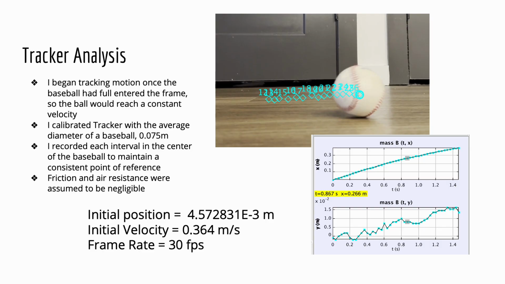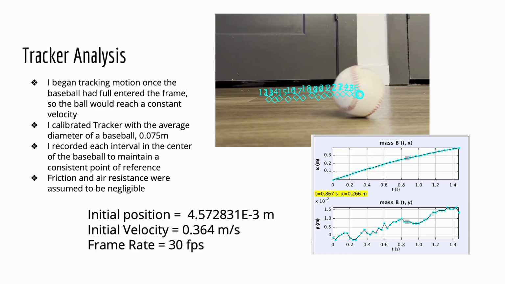Once I uploaded my video to Tracker, I began tracking once the ball had fully entered the frame, ensuring a constant velocity. I calibrated Tracker using the average diameter of a baseball, 0.075 meters. I recorded the baseball in the center of the ball to remain consistent throughout each frame.